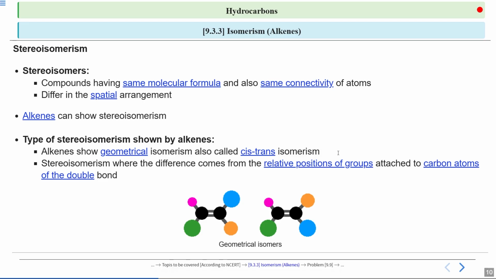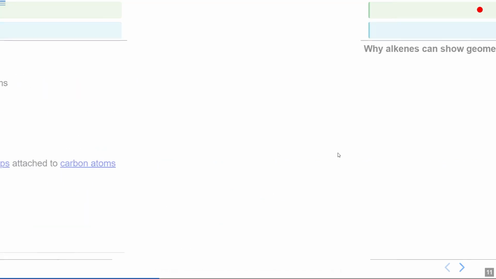In the first structure, the green and orange are on the same side. You can look here very clearly that green and orange are on the same side, while in the second structure, these two are on opposite sides to each other. Same as in the first, blue and pink are on the same side, while in the second structure, both are on the opposite side. This shows your different spatial arrangement.